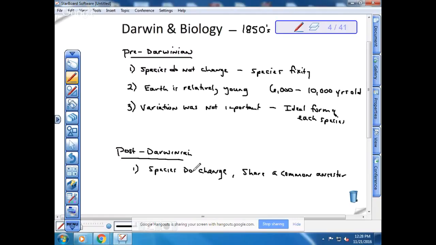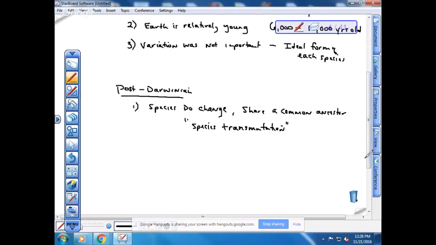So Darwin called this species transmutation. So instead of species fixity, it was called species transmutation. And he published his work in 1859, not 1959, 1859. And it was called On the Origin of Species.